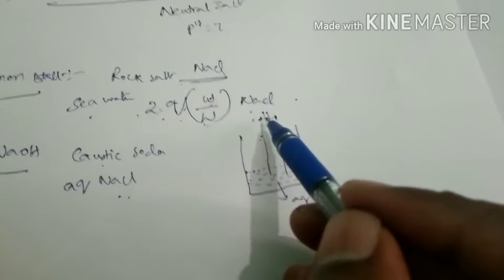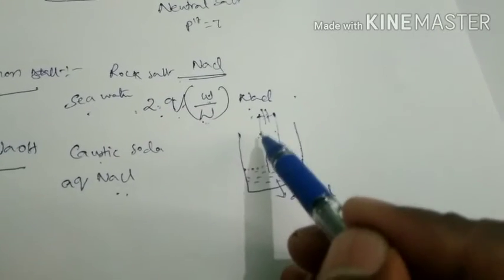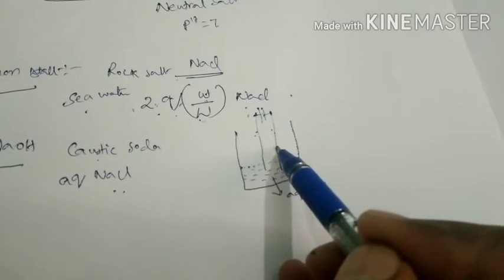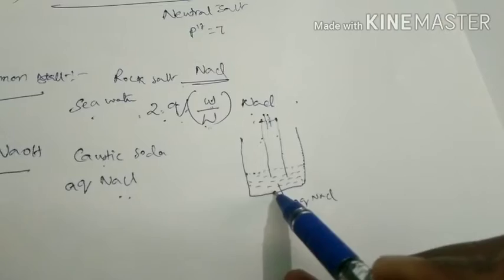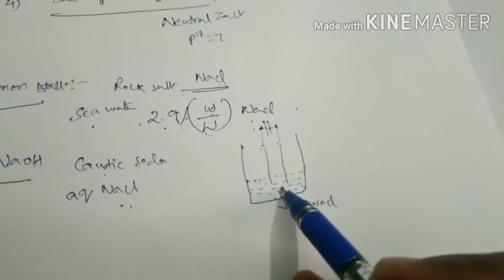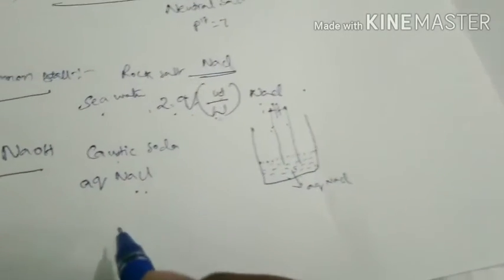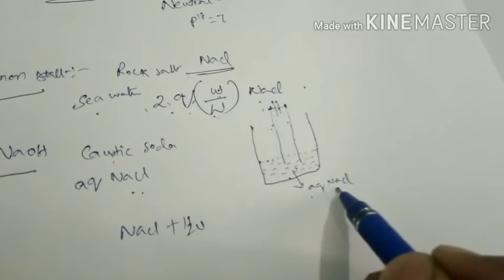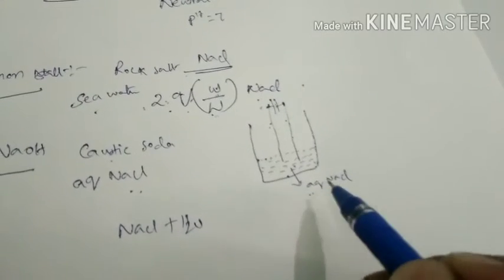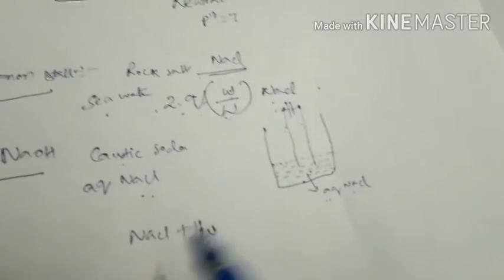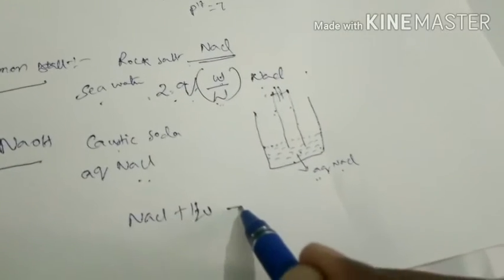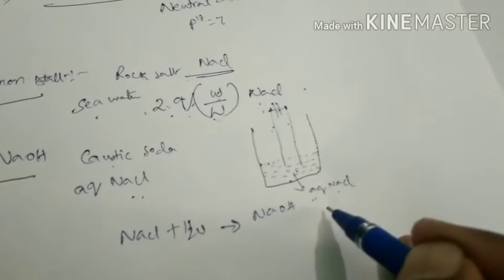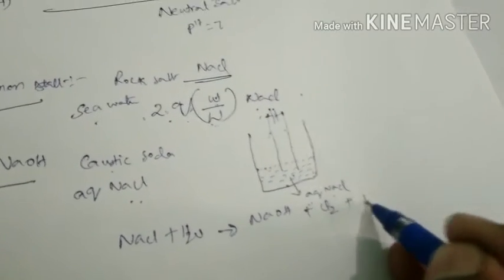When we pass electricity through the battery, that electricity passes through the electrodes and finally through the electrolyte, and finally a reaction takes place, and then we get products. Here the reaction is aqueous NaCl, meaning some NaCl is present in water. When this NaCl reacts with water, we get NaOH plus Cl2 plus H2.